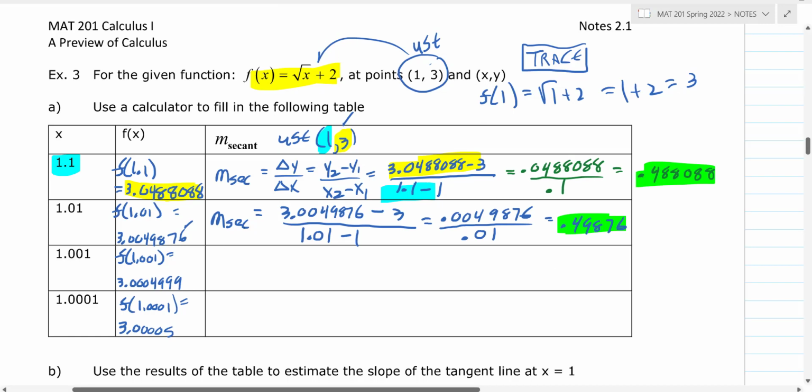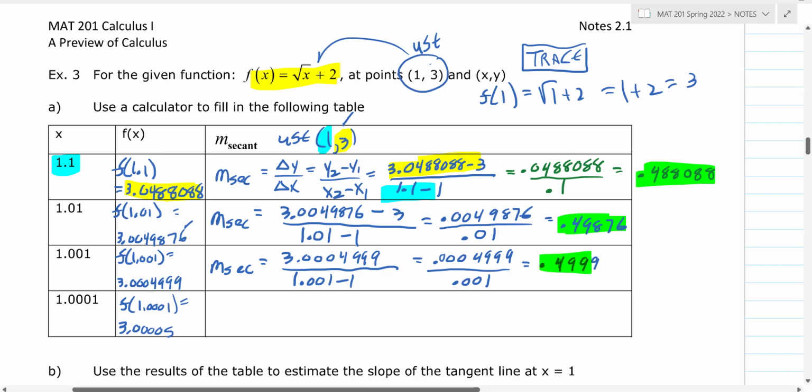All right, so we're going to crunch out the next 2 then. And this goes like this. Same thing here, slope of the secant line, take the y value, 3.0004999. Change in x would be 1.001 minus 1. So that's 0.004999 over 0.001. That's going to move the decimal, and I think I missed that a little bit. That's an extra 0. So if you did that on the calculator, you would get 0.4999 like that. And look at what's happening to these numbers. They're getting closer to something. That's what we're going to kind of talk about here as we go through this.